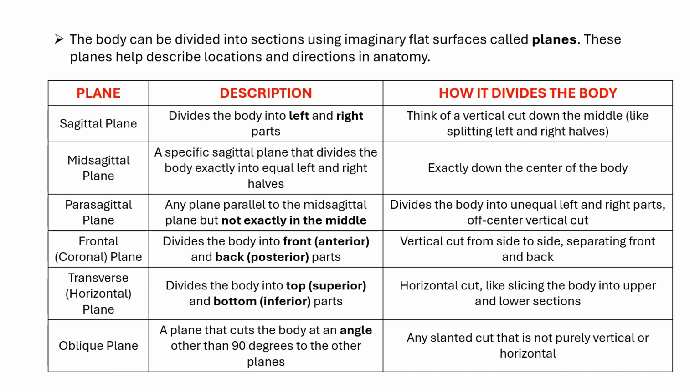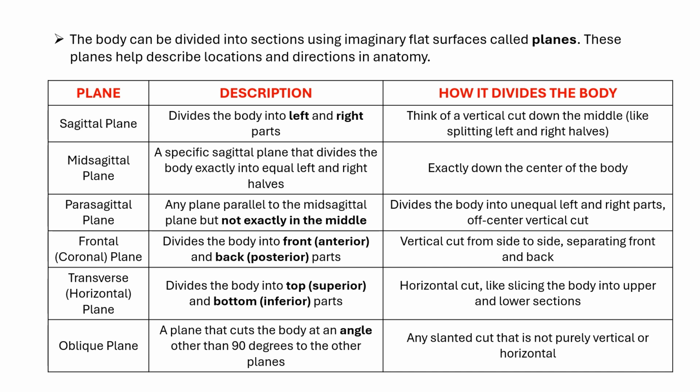Sagittal plane divides the body into left and right parts. See this clearly here. They mentioned only that it divides the body into left and right parts. They didn't mention equal or unequal. If we divide the body into left and right equal halves, then we will call it the mid-sagittal plane. If the plane divides the body into unequal halves, we will call it the parasagittal plane.